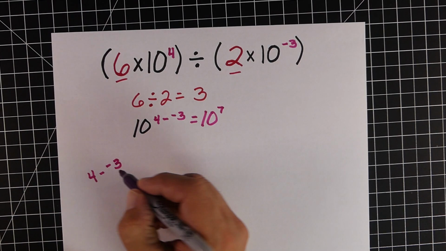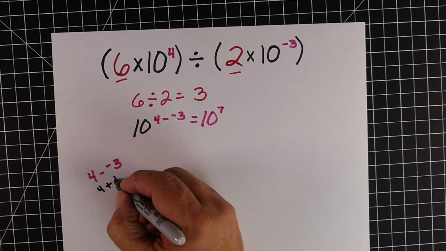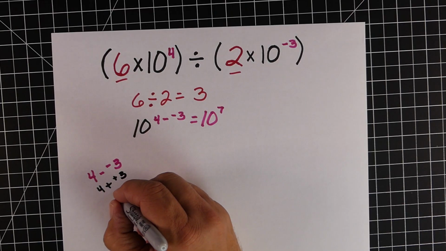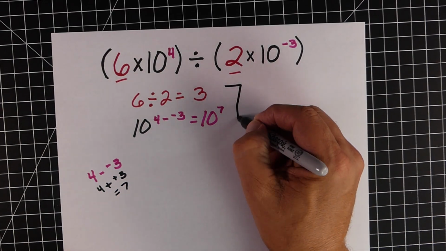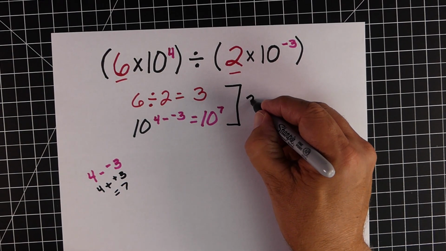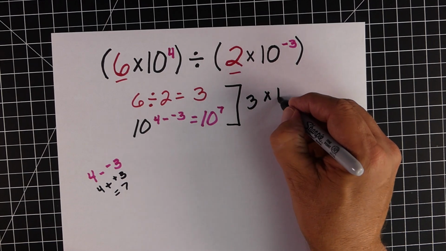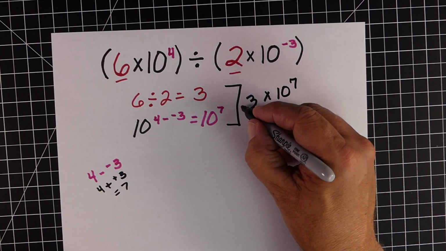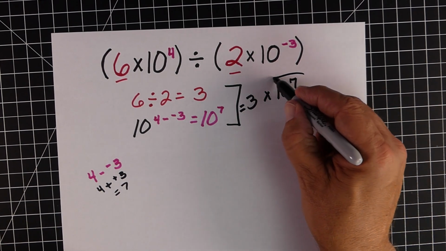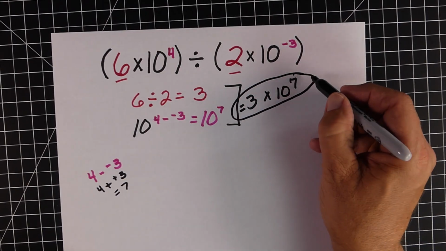So you have to remember, if you're taking 4 minus a -3, that's actually like saying 4 plus a +3, which would equal 7. Now we're going to combine these together. We have 3 times 10 to the 7th, because the coefficient is greater than 1 but less than 10, we are all done. So it's 3 times 10 to the 7th.